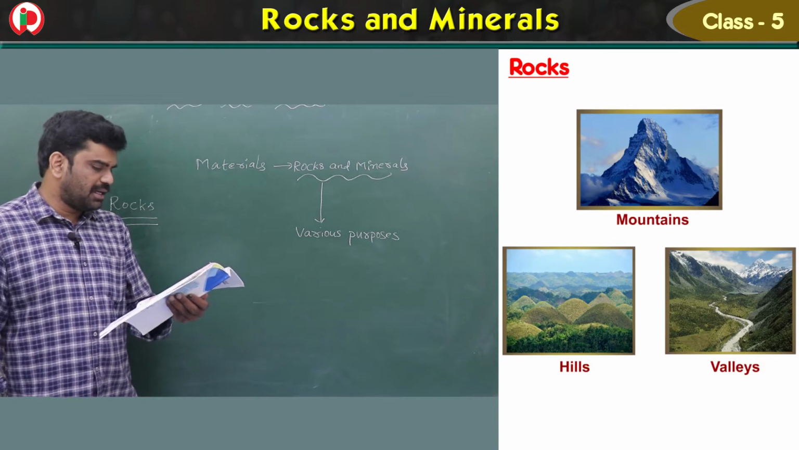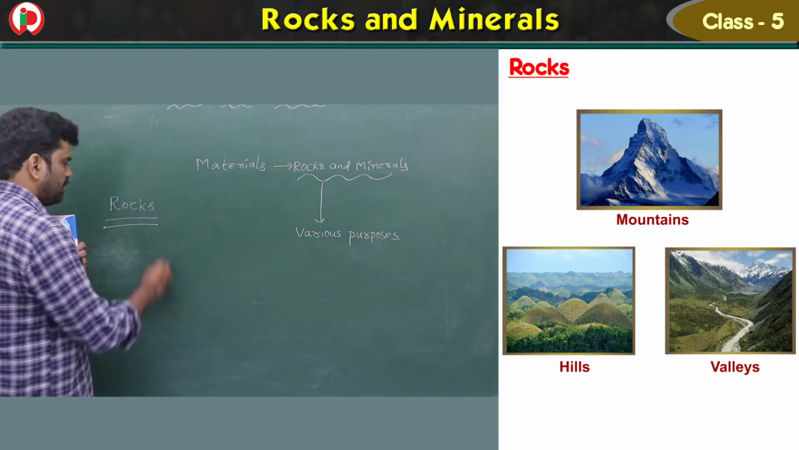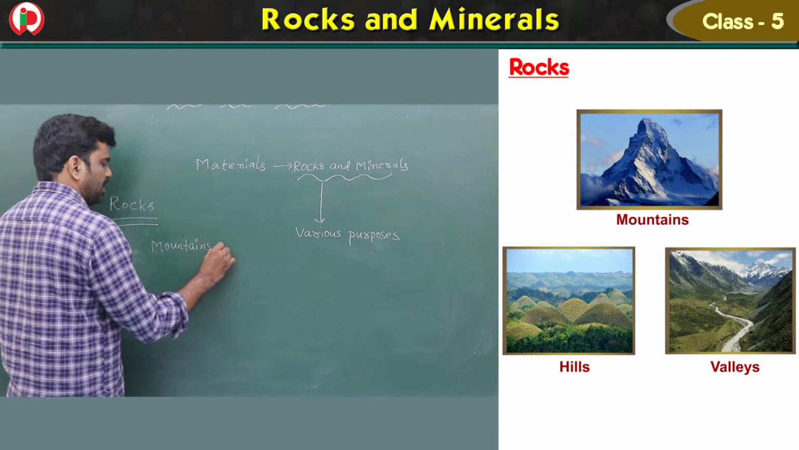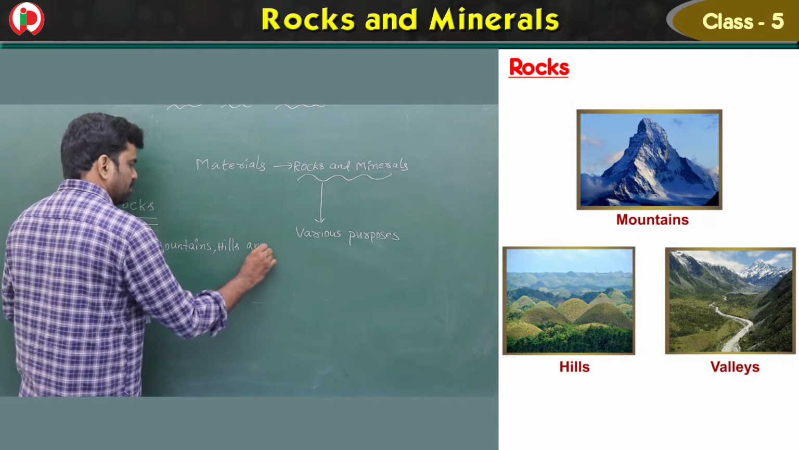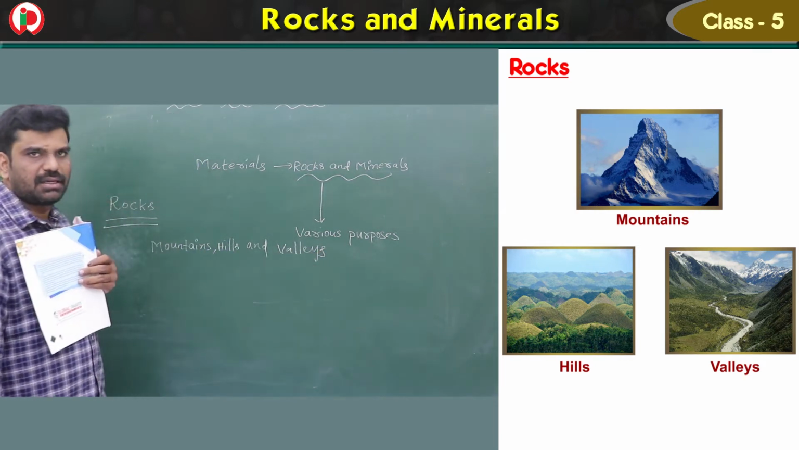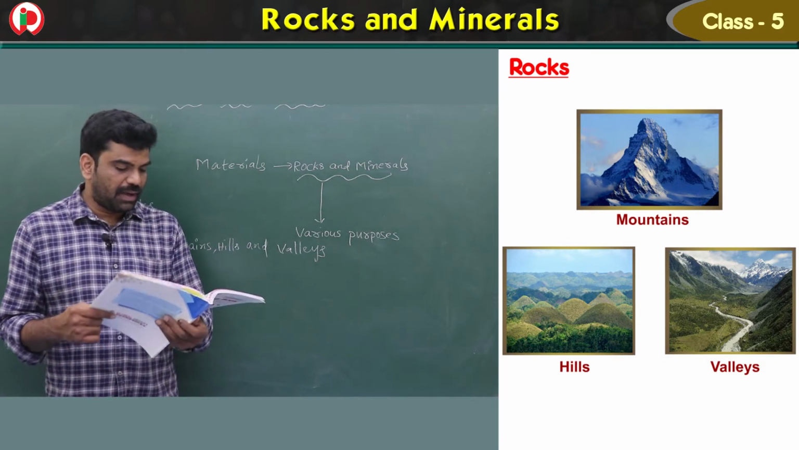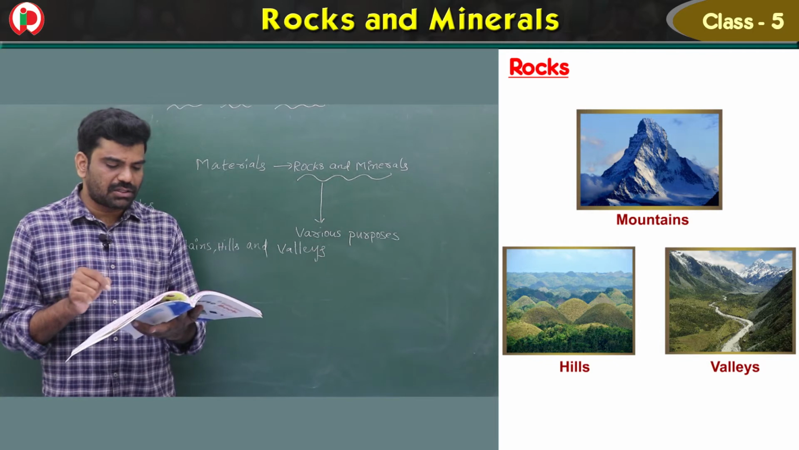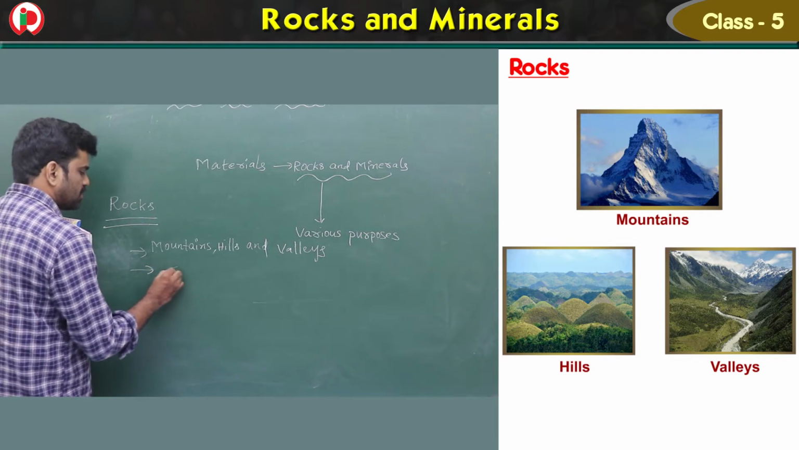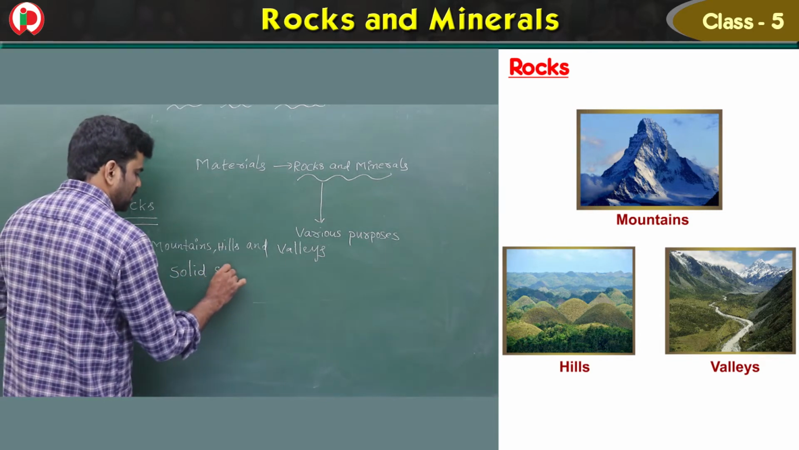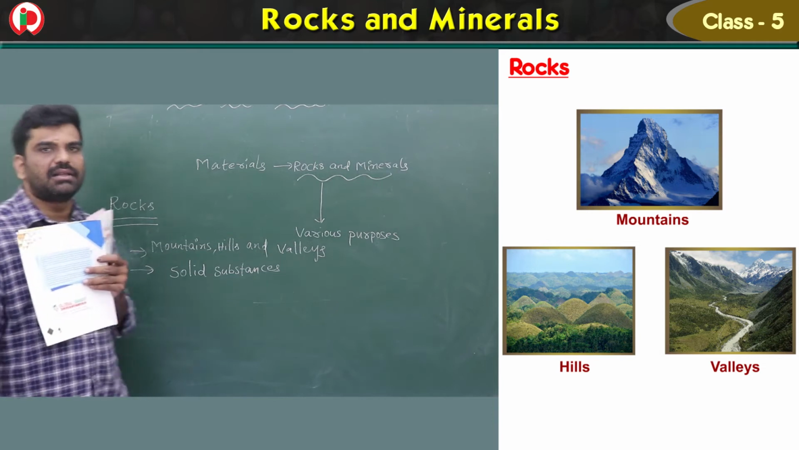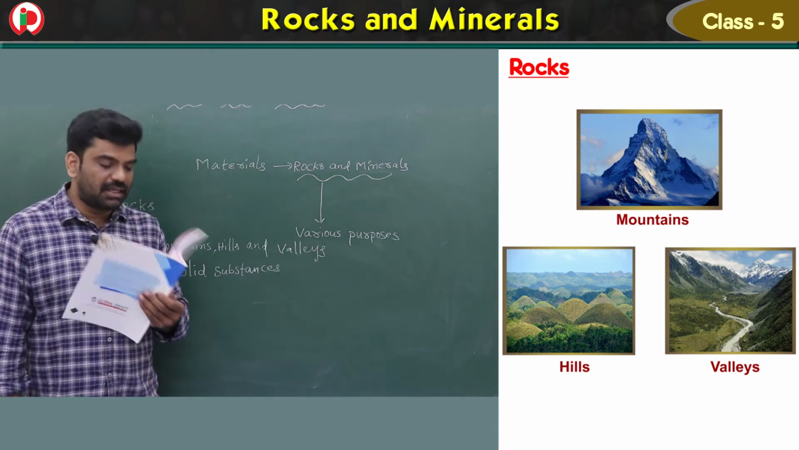Mountains, hills and valleys are made up of rocks. So you see children, the examples are given: mountains, hills and valleys. These mountains, hills and valleys are made up of rocks. Rocks are solid substances found on the surface of earth. So these rocks are solid substances. These are found on the surface of earth.